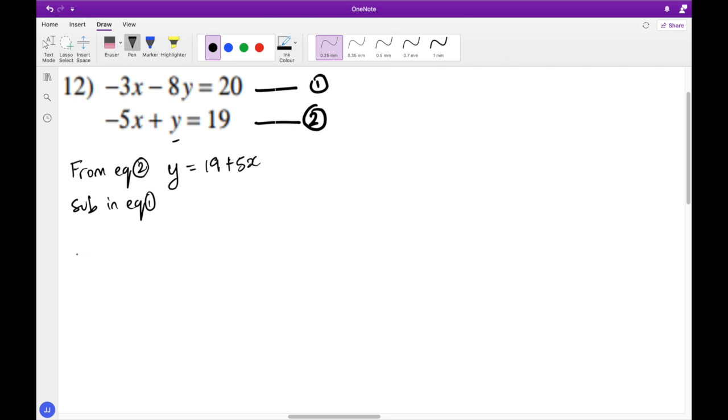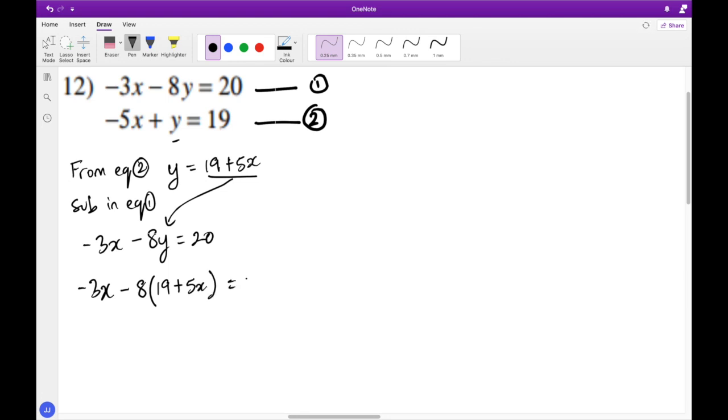So in equation 1 we have negative 3x minus 8y equals 20, and of course I have something for y over here, so anywhere I see y I'm going to put this. So now I'll have negative 3x minus 8 times (19 plus 5x), and that is equal to 20. Remember, the reason why we do substitution is that now we only have one unknown, which is x. So now it's a little bit easier for us to solve.